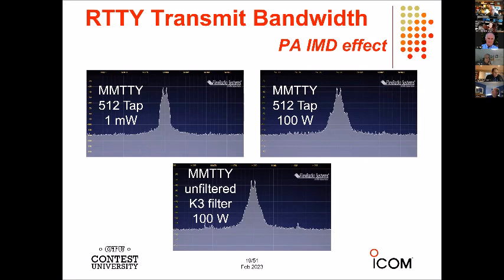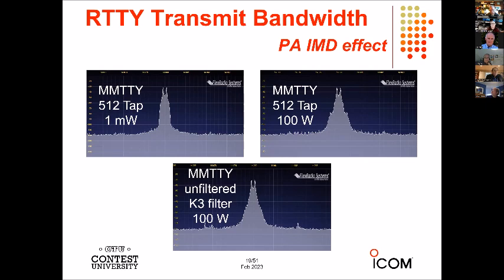On the upper left, we're showing MMTTY with the tight filtering at 1 milliwatt. And in the upper right, the same signal, the only thing that's changed is moving the transmitter up to 100 watts. And you can see how the signal widens out. And if we were to show a kilowatt, it gets even worse. So you can imagine what that looks like.